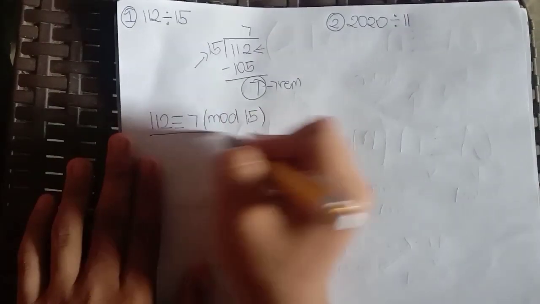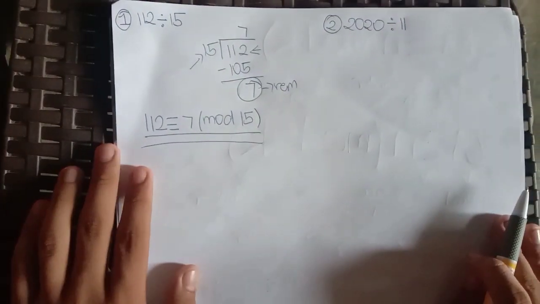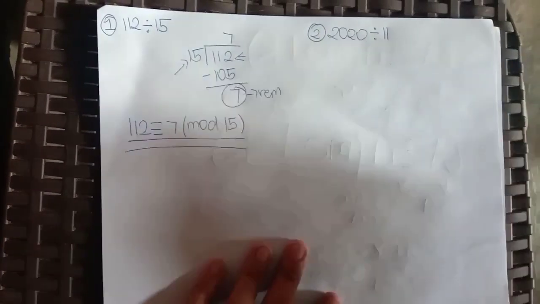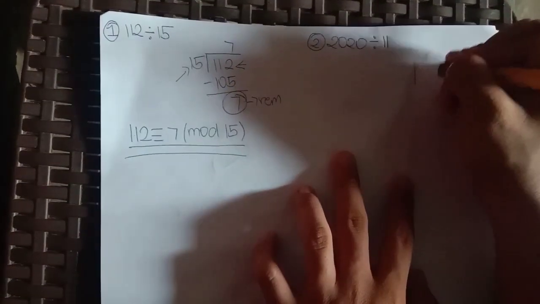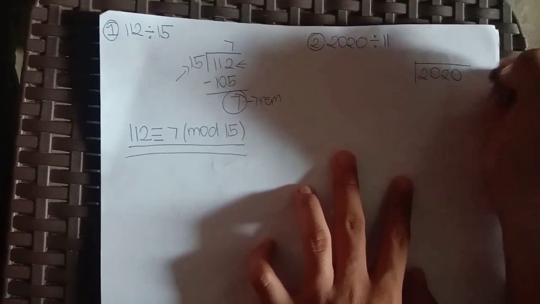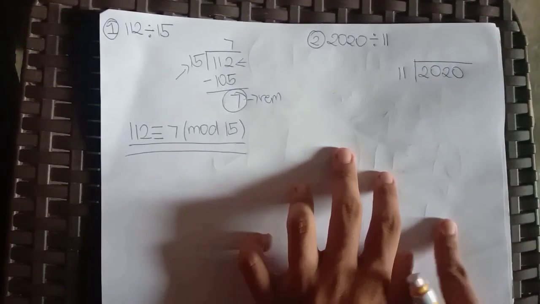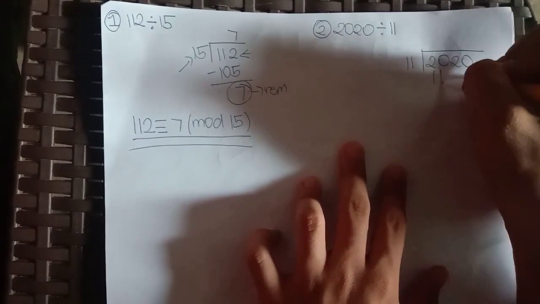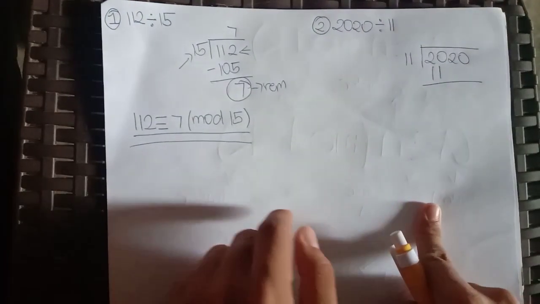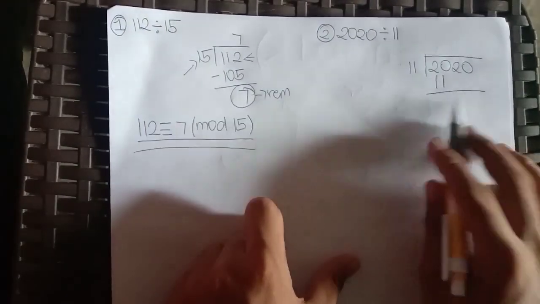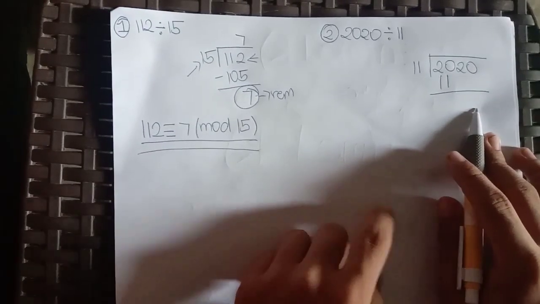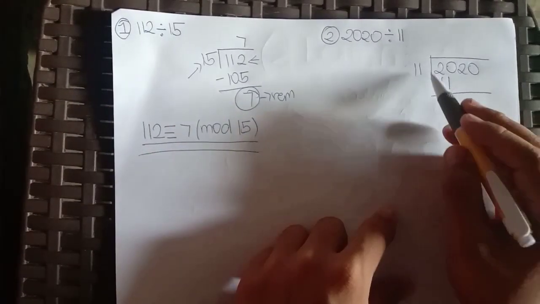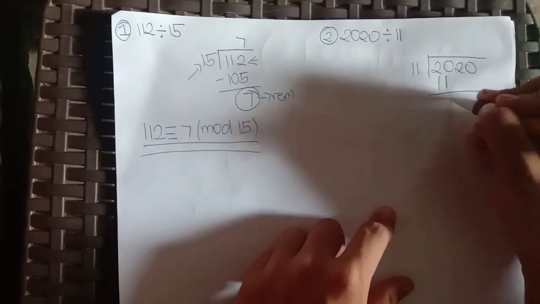So here's the first statement. The second statement, 2020 divided by 11. Let us do normal division again. 2020 by 11. If you can do it mentally, much better. 20, the largest possible, will be 11. In this case, we won't care about the quotient anymore. What we need here is remainder, so I won't put the 1 above this division process. So 20 minus 11 is 9.